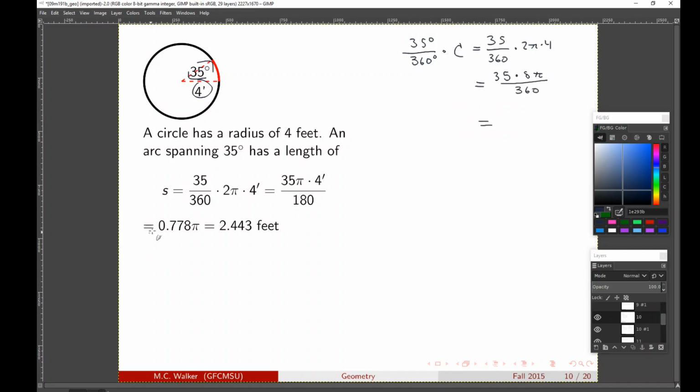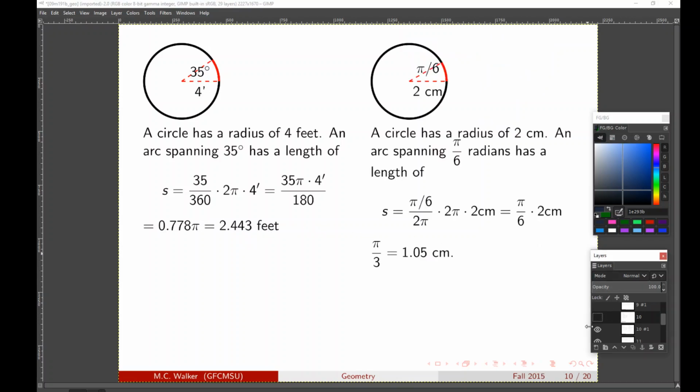And we could leave it in terms of pi, 0.778 times pi feet, or we could use our approximation for pi to get 2.443 feet. Either way works.